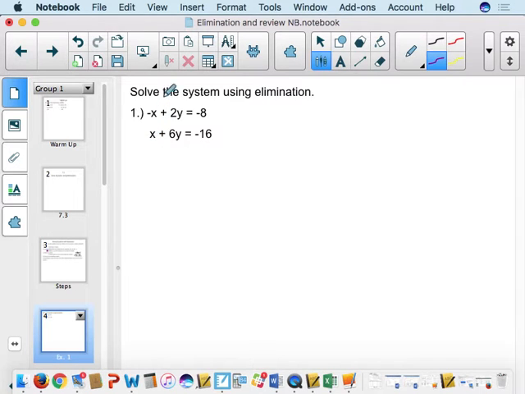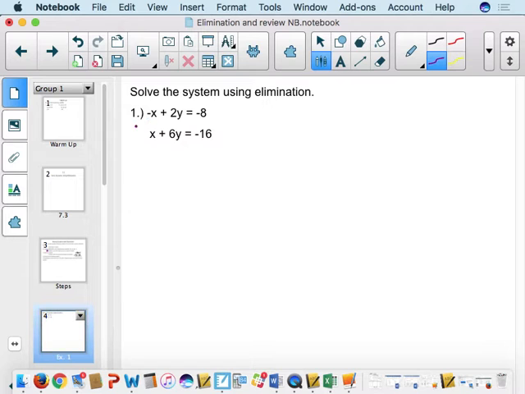So step 1, get the variables in line. All my x's are in line, my y's are in line, my coefficients are in line. So step 1 is done. Step 2 is, are they ready to cancel, okay? So do we have any opposites ready? We do. We have a -1x and a +1x.